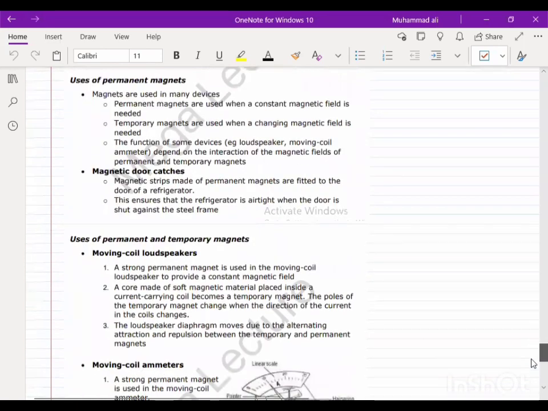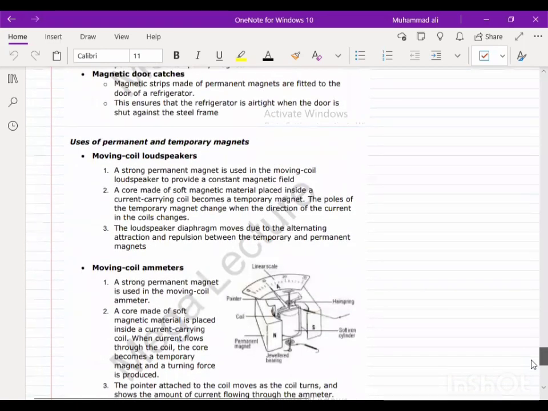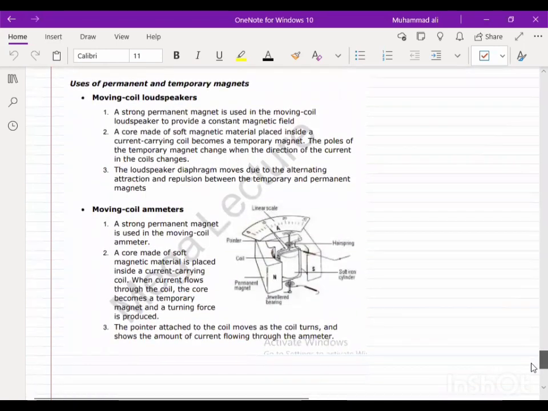Then we have uses of permanent and temporary magnets. In moving coil loudspeakers, a strong permanent magnet is used to provide a constant magnetic field. As you can see, in a loudspeaker we have a strong permanent magnet first of all, and whenever we have one, we need it to provide a constant magnetic field. Then we also have a core made of soft magnetic material placed inside a current carrying coil, which is going to become a temporary magnet.